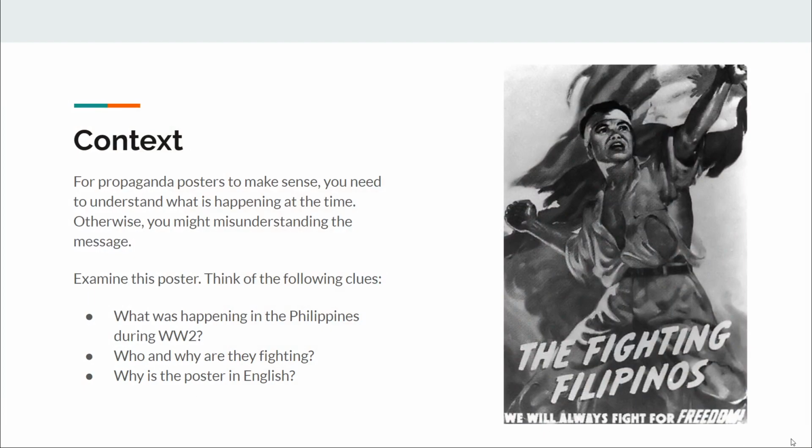Think for a moment. All right, I want you to type in chat why you think this poster is in English when it's a poster for the Philippines. Give you a moment to think about that. Type in chat.